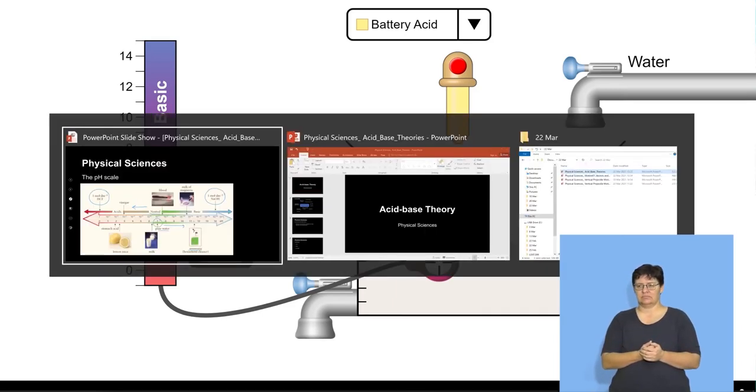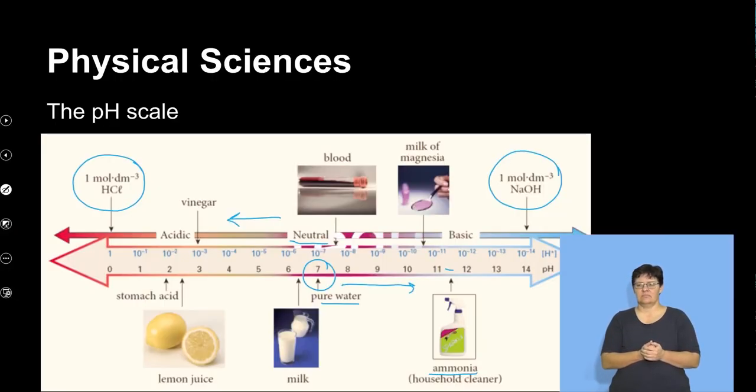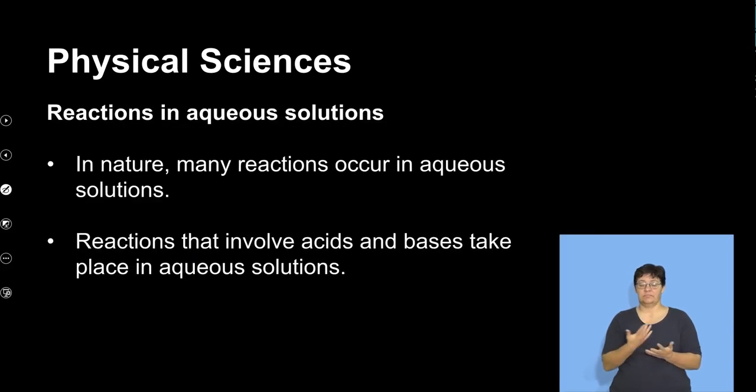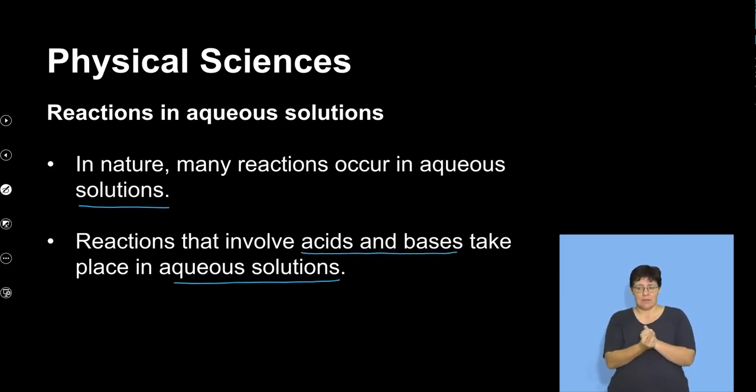Okay, just to go back to our simulation, right? We are also saying that in nature, many reactions occur in aqueous solutions. So we want to understand what an aqueous solution is, okay? And the most common solvent in which these reactions actually take place is water, okay? So the reactions of acids and bases take place in aqueous solutions. It means substances must be dissolved in water, right?